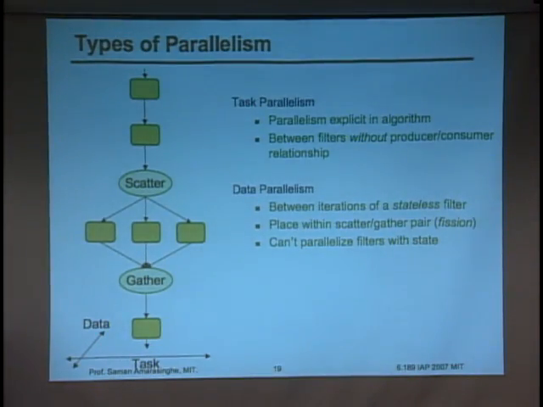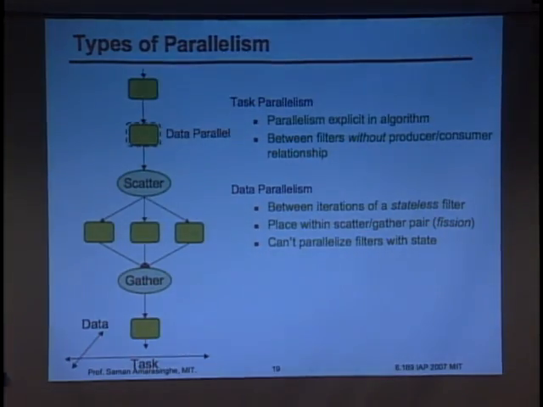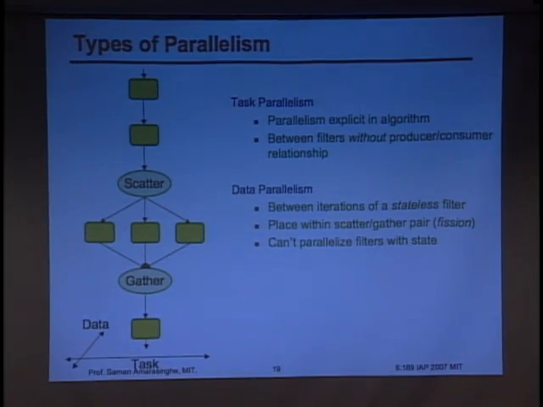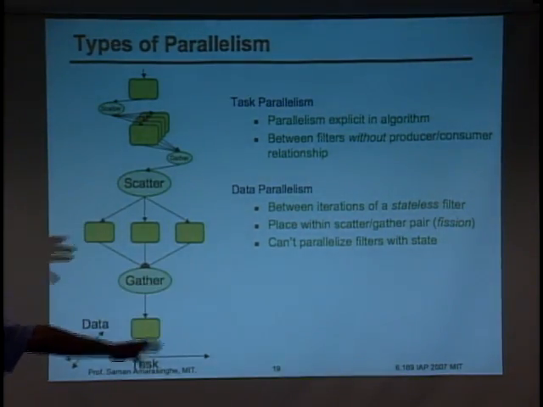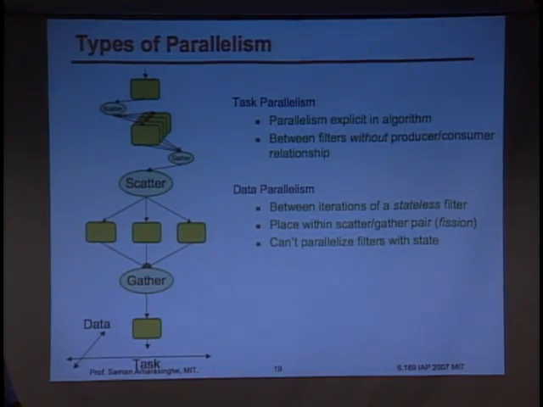If state keeps changing, you have to wait till the previous one finishes to run the next one. So if you have a stateless filter, assume that is data parallel. What you can do is take that, replicate it many times, and when data comes, send it in parallel to every copy, and it will compute and come out in parallel here.